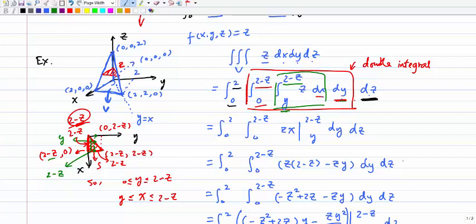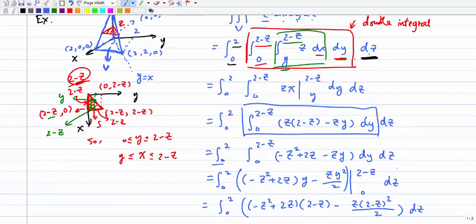This becomes a double integral, and then we move to this integration. The sign stays the same. The inner one, we change a little. This becomes negative z squared plus 2z minus zy. So the integration will be, for the negative z squared plus 2z, which is not a function of y, just negative z squared plus 2z times y. This one is negative z times y, which is negative zy squared divided by 2, right? The limits are 0 and 2 minus z.